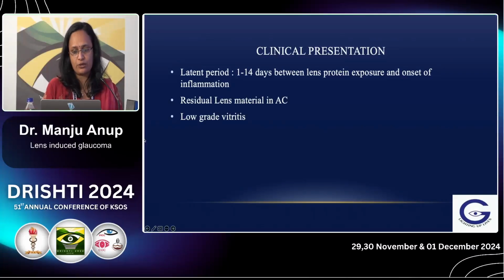There can be KPs on the endothelium, moderate cells and flare with hypopyon. Sometimes this hypopyon may be blood tinged, and this will give a clue that it is phacoanaphylactic glaucoma. You can see the residual lens material in the AC, synechiae formation. Sometimes there will be low grade vitritis also. Intraocular pressure will be elevated and it will be open angles.